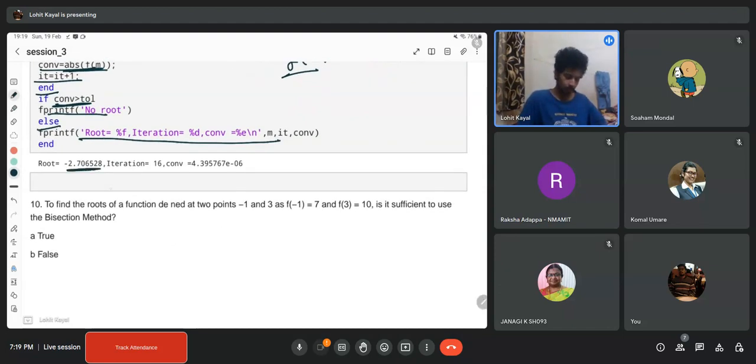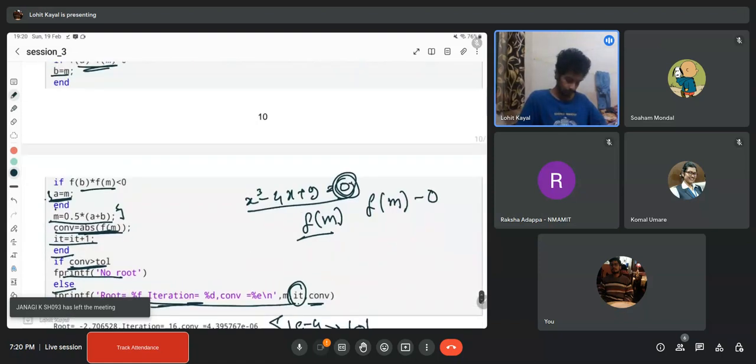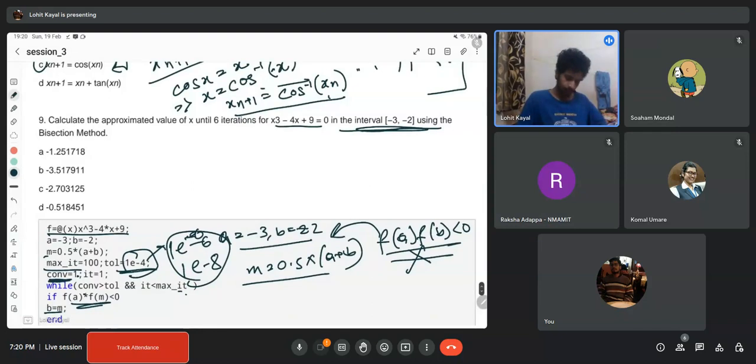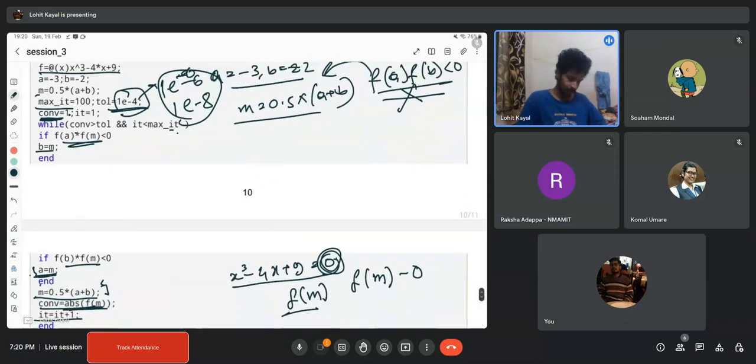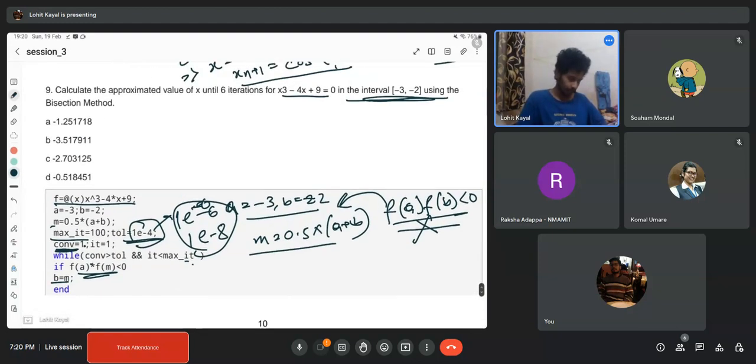Root is minus 2.7. Iteration is the number of iteration count, which is coming from here. So the number of iterations is 16, and here this is the convergence. This is 4 into 10 to the power minus 6, which is less than 1e minus 4, my desired tolerance tol. So this solution is minus 2.7 something. Here it was required up till 6 iterations. I extended it to 16 iterations because you are just doing simple coding, so you can increase it as you wish. So option C is the correct choice.